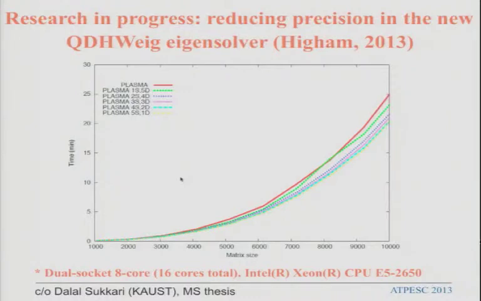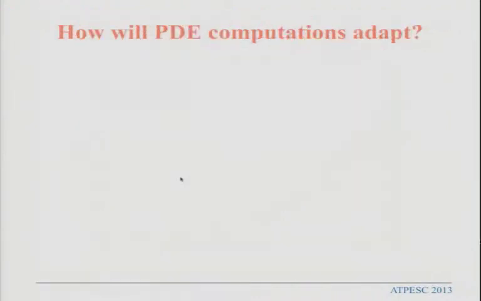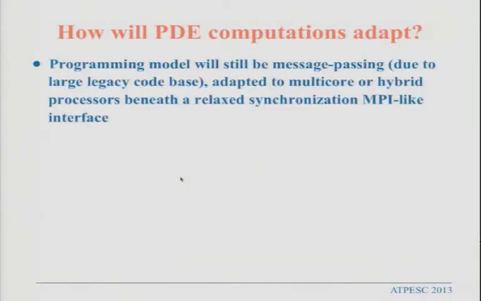So how will PDE computations adapt? The programming model will still be some kind of message passing. That's the legacy code base. Weak scaling works. Adapted to the strong scaling within a node beneath a relaxed synchronization MPI-like interface that hopefully our colleagues from Argonne will tell us about for the rest of the next couple of days.